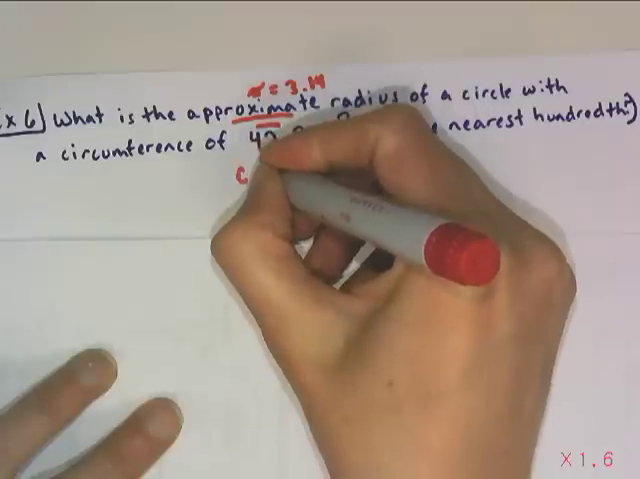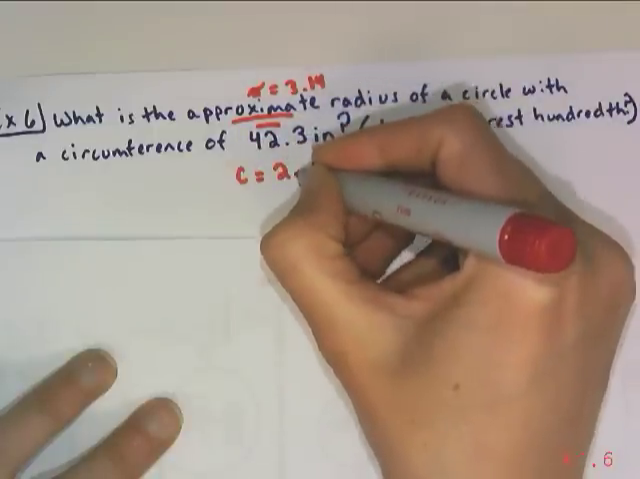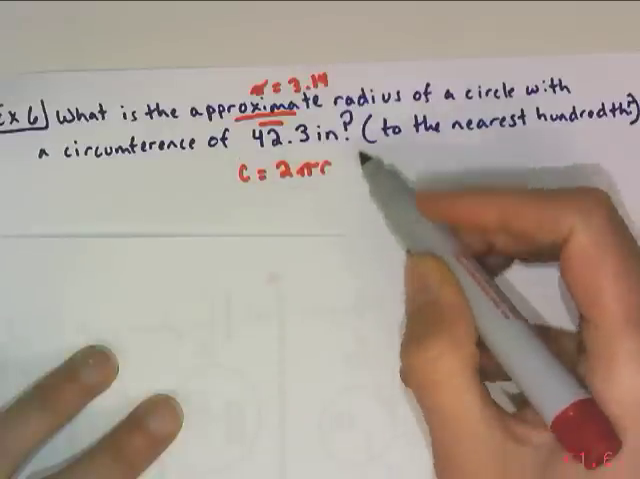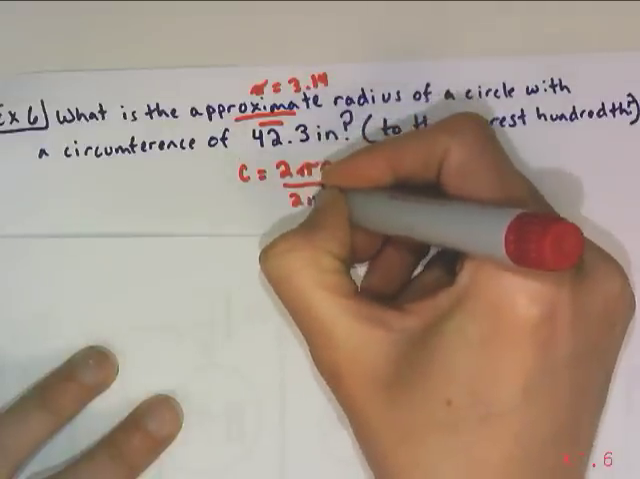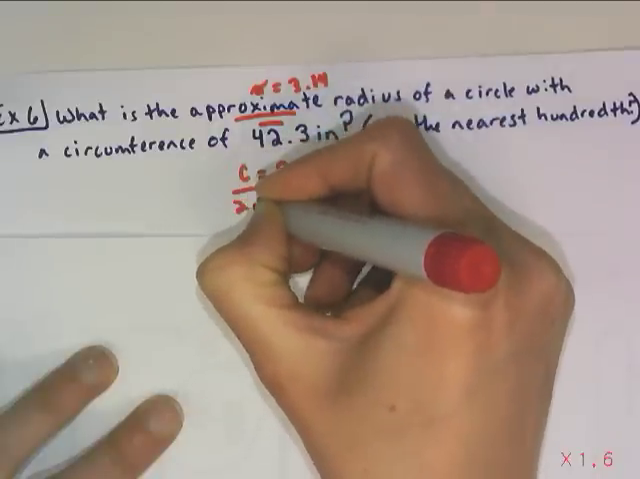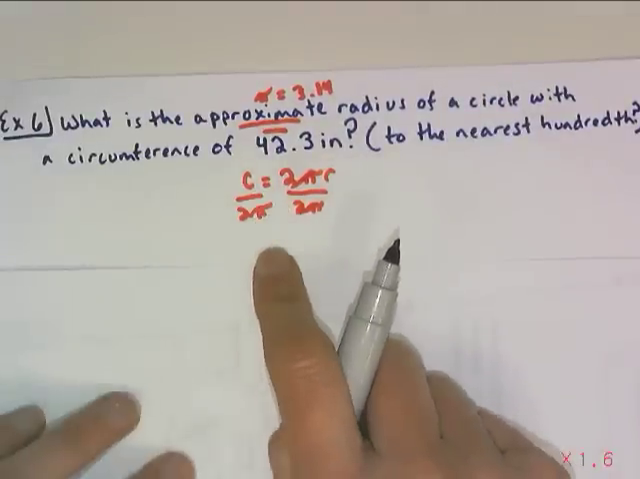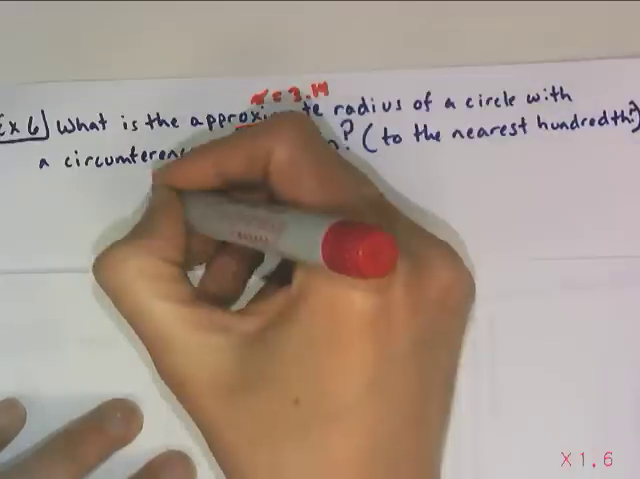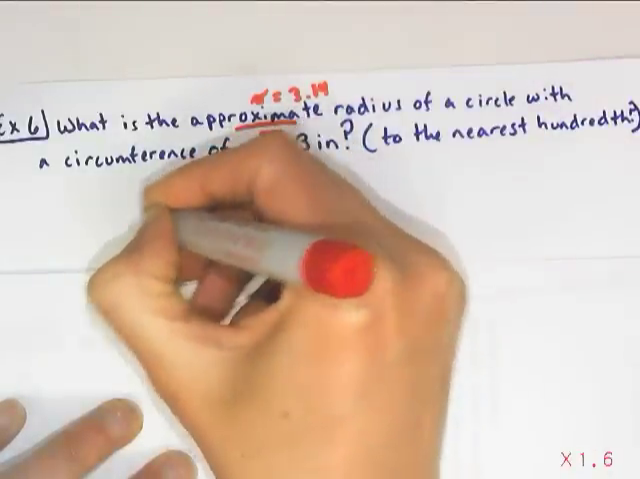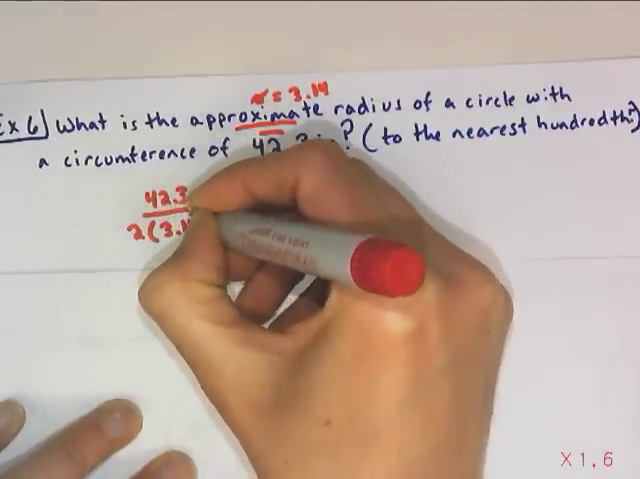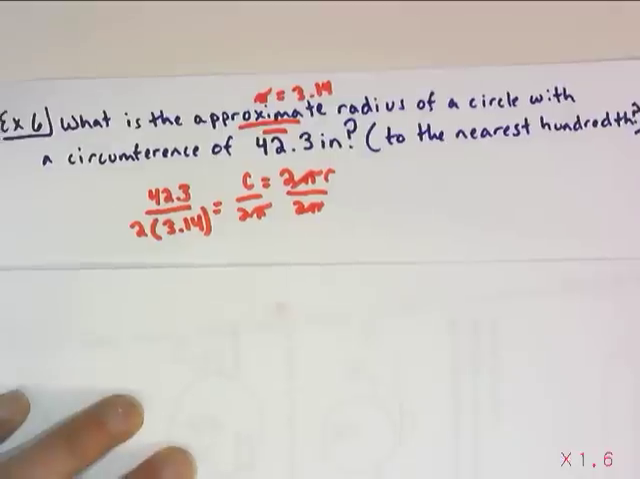So circumference, again, is 2 pi r. And then to find the radius, I'll go ahead and manipulate this around and use the equation. So we isolate that out, just like on the other page. Radius is equal to the circumference divided by 2 pi. So if we plug in values, circumference is 42.3, 2, and then we're using approximate pi, and then our final answer we're going to round to the nearest hundredth.